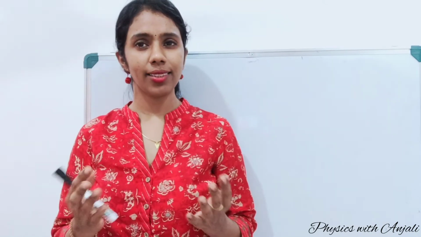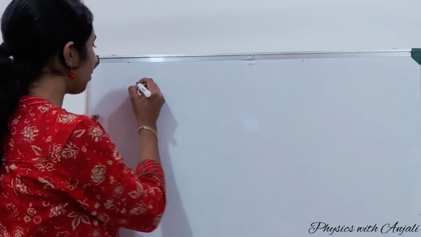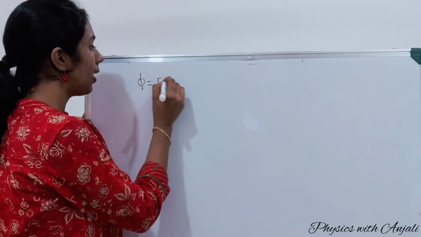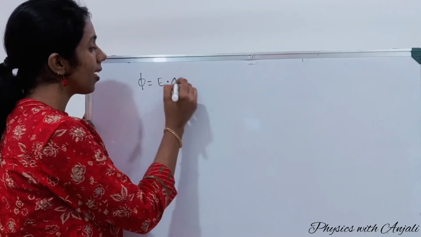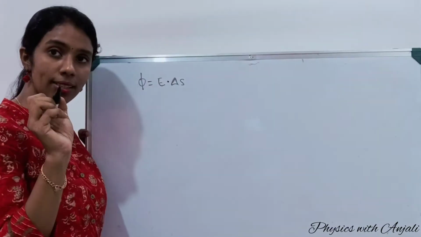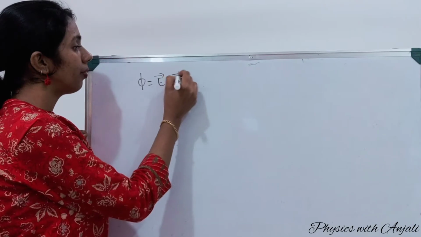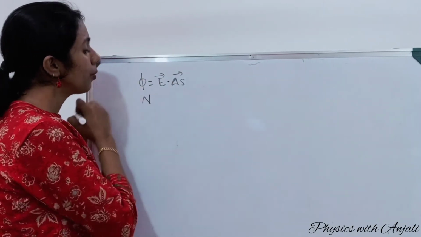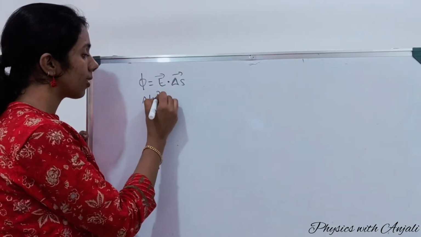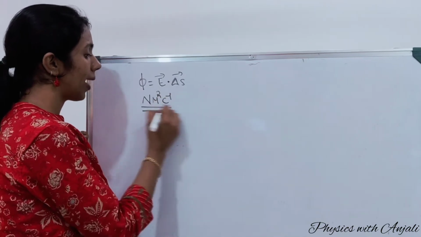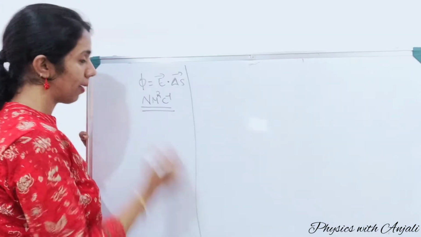The first part is to define electric flux. So electric flux is the total number of electric field lines passing through a unit area cross section of a surface, or we can write flux phi is equal to E dot delta S, where delta S is the surface area of the closed surface and E is the electric field. The SI unit of electric flux is Newton meter square coulomb raised to minus 1. So this is the first part.